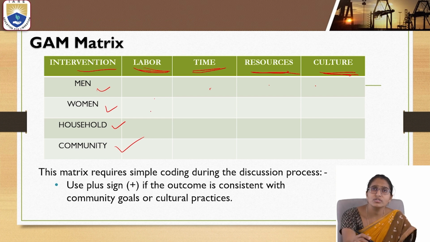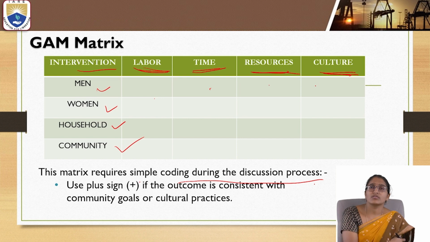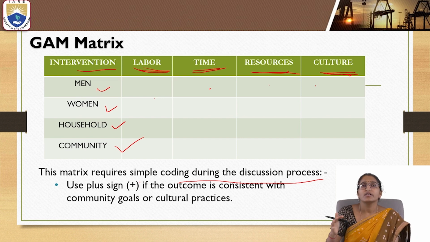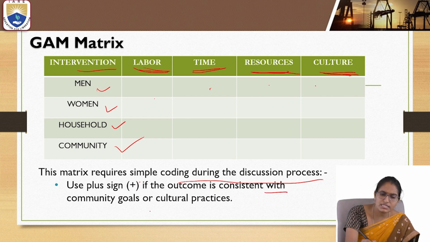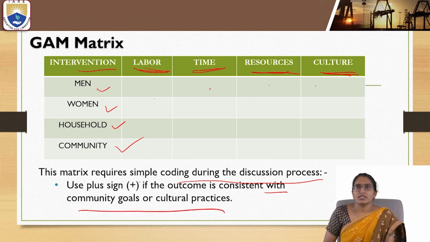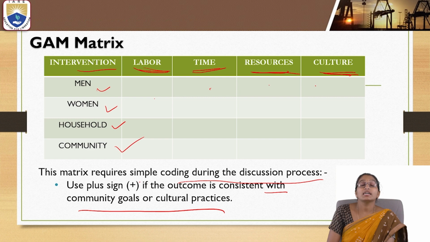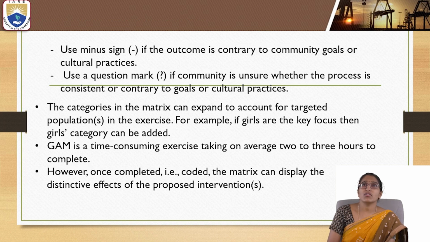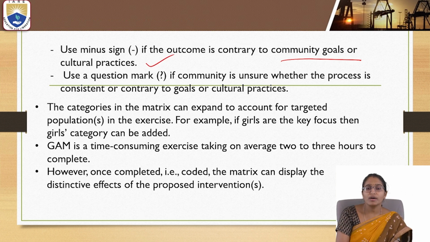So then how to do this matrix analysis? This matrix requires simple coding during the discussion process. So while you discuss with a group of members, for example, you are talking to a group of women, and you have to do this analysis. Then you use a plus sign if the outcome is consistent with the community goals and the cultural practices. So if the discussion that you're doing is agreed and the output that is coming out is the same, then you use the plus sign, and you use a minus sign if the outcome is contrary to the community goal or the cultural practices, and use a question mark if the community is unsure whether the process is consistent or contrary.